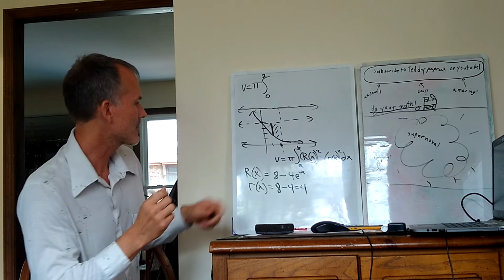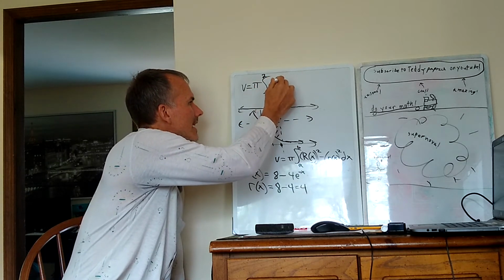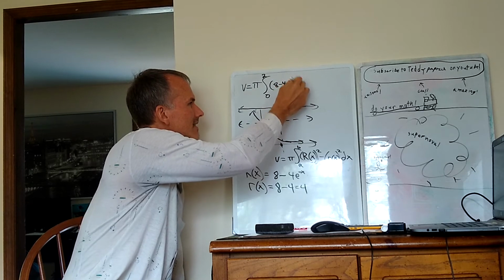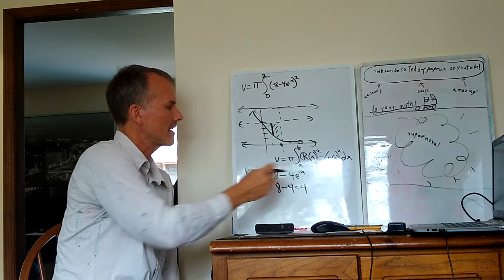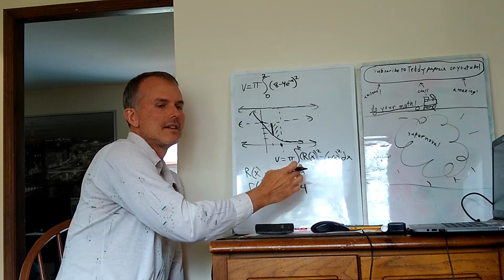Big R of x goes right here, so that's going to be 8 minus 4 times e to the negative x, quantity squared. Okay, so I've got this much of my volume expression done.